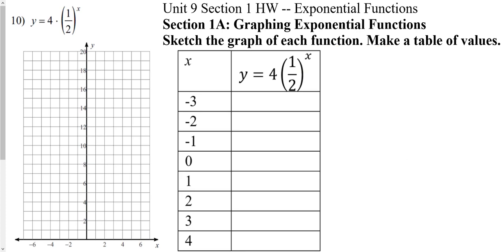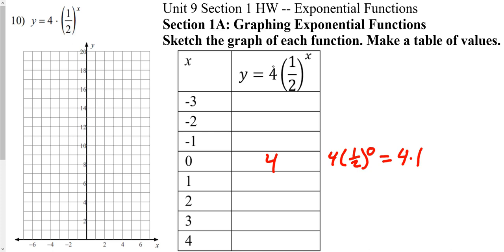So now let's take a look at this one here. When we're looking at this one here, once again, we're going to go ahead and make a t-chart again. So I'm going to plug in 0. Then it would be 4 times 1/2 to the 0 power. But remember, 1/2 to the 0 power is 1, so it's 4 times 1, so that's 4.